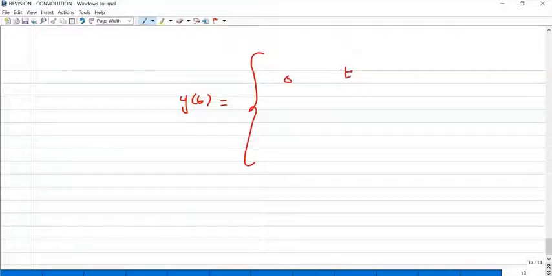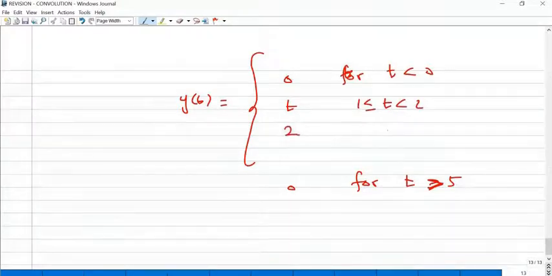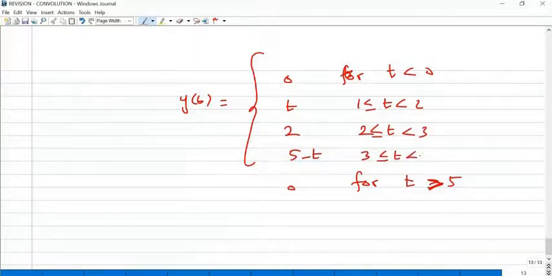0 for t less than 0. 0 for t greater than or equal to 5. Greater than, that is correct actually. In between, t between 1 to 2, solve it. 2 for t between 2 to 3. 5 minus t for t between 3 to 5. Okay. So please check this answer after solving this integration and substituting your limits. Only the third problem is a bit difficult, but if you understand the concept, nothing is difficult for you.